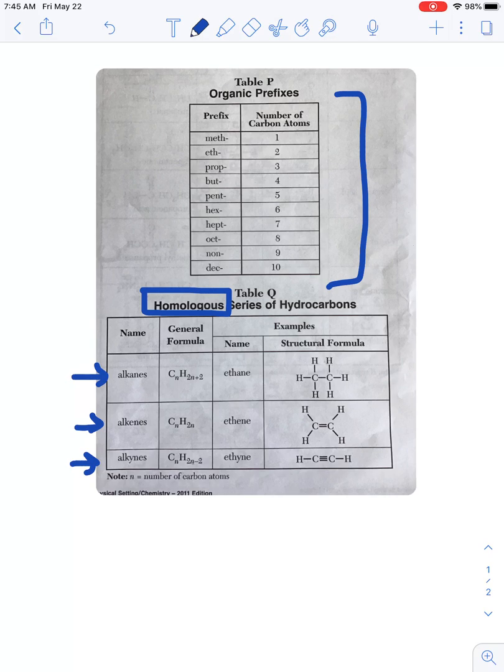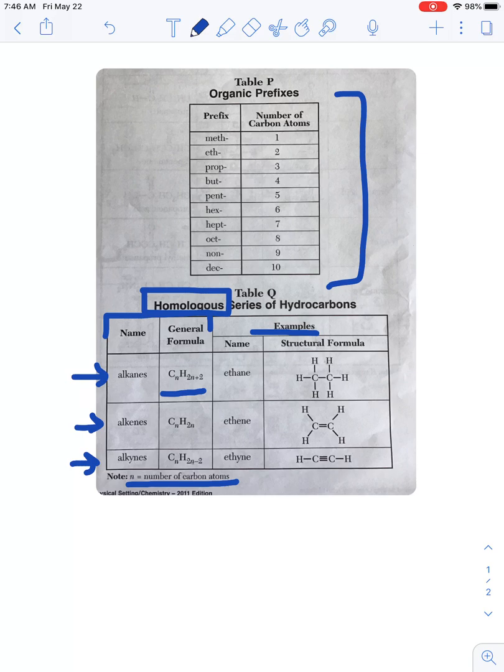Okay, alkanes, let's just start with alkanes, all have this general formula, CnH2n+2. I said there was no math, but there's a tiny little bit of math. Where n equals the number of carbon atoms. So for example, they gave you the name and the general formula, and then they gave you examples. So this is an example of an alkane, alkene, alkyne, and so forth.